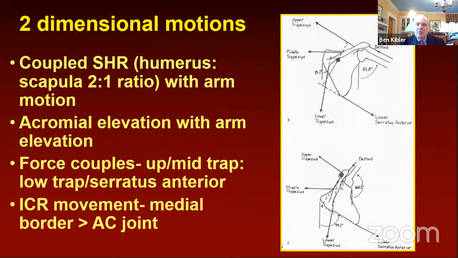And you notice that with the arm down at the side, the axis of rotation of the scapula is toward the medial border of the scapula. However, as the arm goes into the overhead position, the axis of rotation moves out to the AC joint. That's why AC joint stability is so important to maximize and optimize the ability to move the arm in scapulohumeral rhythm.